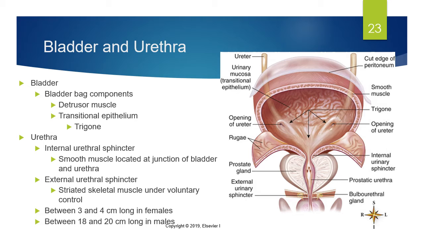Here you can see the bladder and its detrusor muscles, the transitional epithelium, and the trigone of the bladder. In the urethra, you see where the internal urethral sphincter and external urethral sphincter lie. And these are smooth muscle that control the release of urine from the bladder.